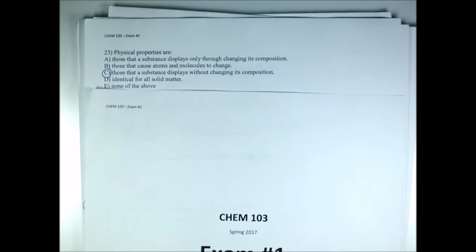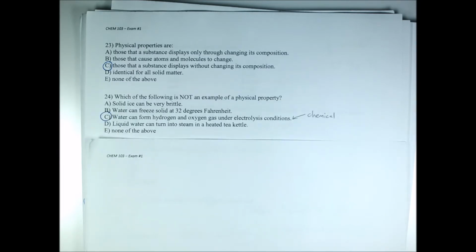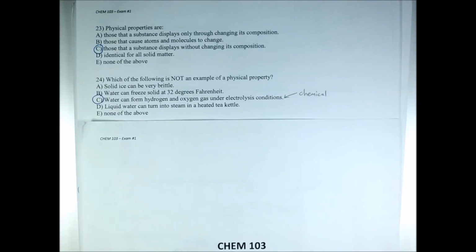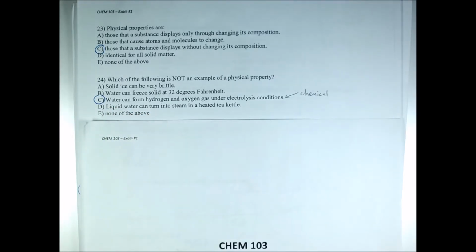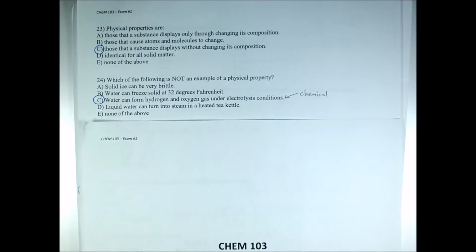So number 23 is just a definition question. A physical property is one that does not change the composition. It's oftentimes a state change. In a lot of these questions you're going to run across. All right, number 24, which of the following is not an example of a physical property? And it works out where things are either breaking or changing states. So those are all physical properties. However, water can form from hydrogen and oxygen gas. So hydrogen and oxygen independently are not water. So when you combine them, they are no longer hydrogen and oxygen, they are now water. So that is technically a chemical change.